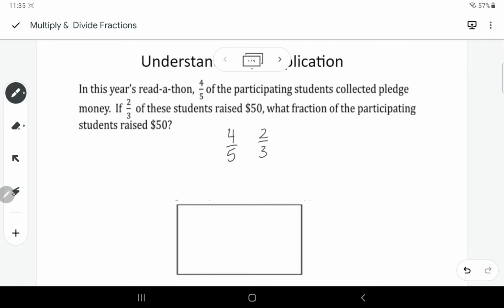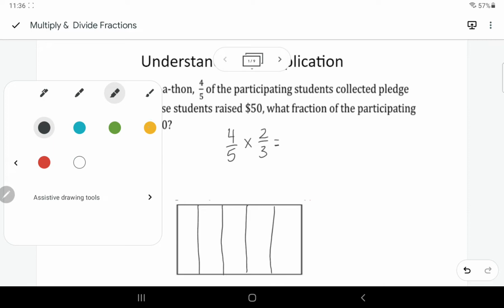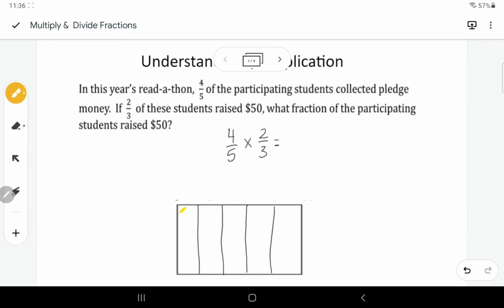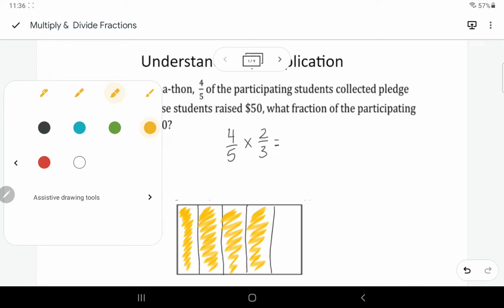So we want to find out what 2/3 of 4/5 is. And the word "of" in math always means to multiply. So we're going to divide this up. If I divided this box down here into fifths, and I'm going to color in 4 of these boxes, that's 4/5 of the students, all of the sections that I'm coloring in yellow here. 4/5 of the students collected pledges for their readathon.